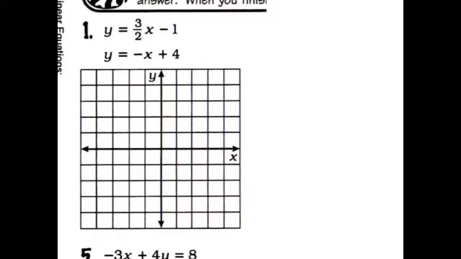So basically what you're doing on each of these is you're just graphing both of the equations and then finding out where they cross. The lines are going to cross somewhere, and where they cross is your solution. So let's graph this first one here.